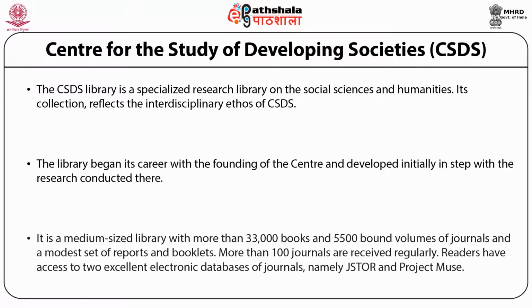there. It is a medium-sized library with more than 30,000 books and 5,500 bound volumes of journals and a modest set of reports and booklets. More than 100 journals are received regularly. Readers have access to two excellent electronic databases of journals, namely JSTOR and Project Muse.